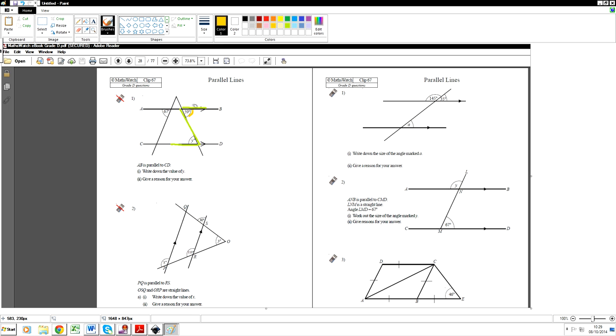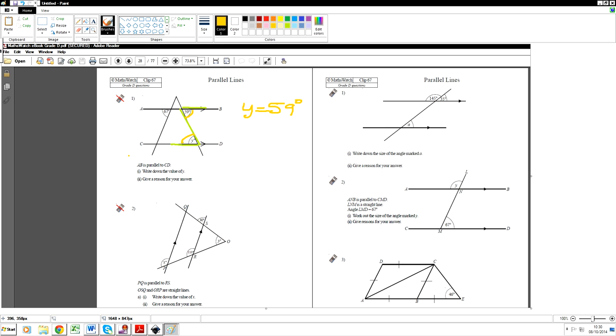This angle here, 59, makes a Z angle with Y. So these two angles are alternate angles. They visually make a Z. Okay. So we can say now, what is Y equal to? Y is equal to 59. And it goes, give a reason for your answer.